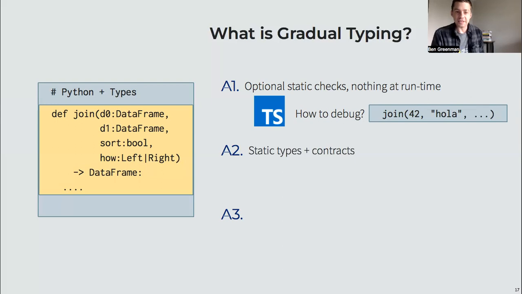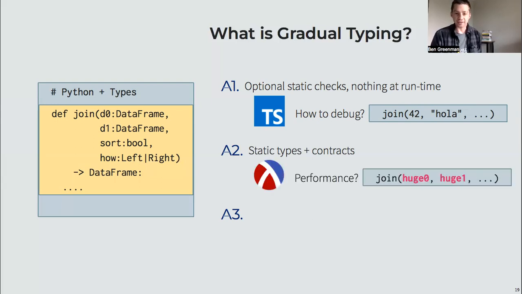Answer number 2 is to say, yes, let's make these types completely sound, and let's do so by enforcing them with contracts at runtime. This is what Typed Racket does. And now the types are a big help when it comes to debugging because they can point to a first mismatch between these typed and untyped sides of the world.